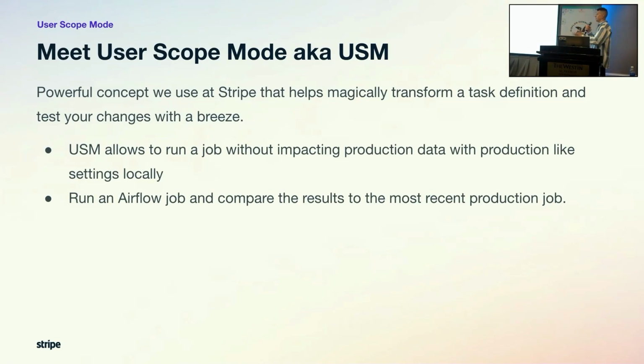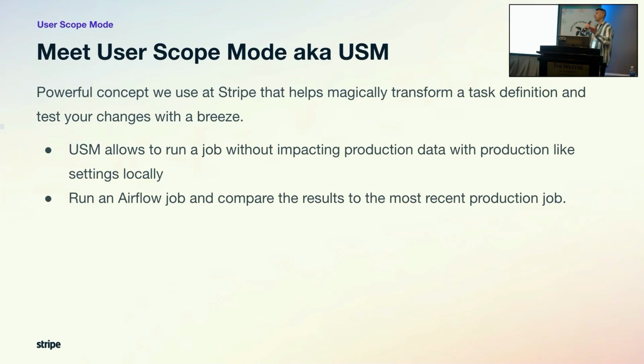And finally, meet user scope mode, aka USM, which is the main purpose of this talk. This is the powerful concept that we use at Stripe to empower our users to test their changes on the local machine as in production settings, but actually not affecting production data.